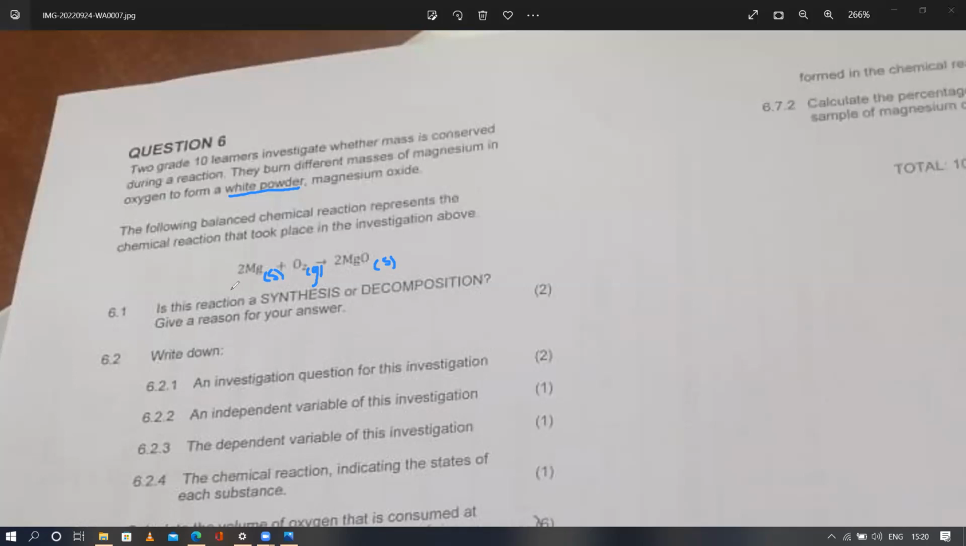So this is basically the reaction that they want here, 6.2.4. And now I'm going to go to the next question.